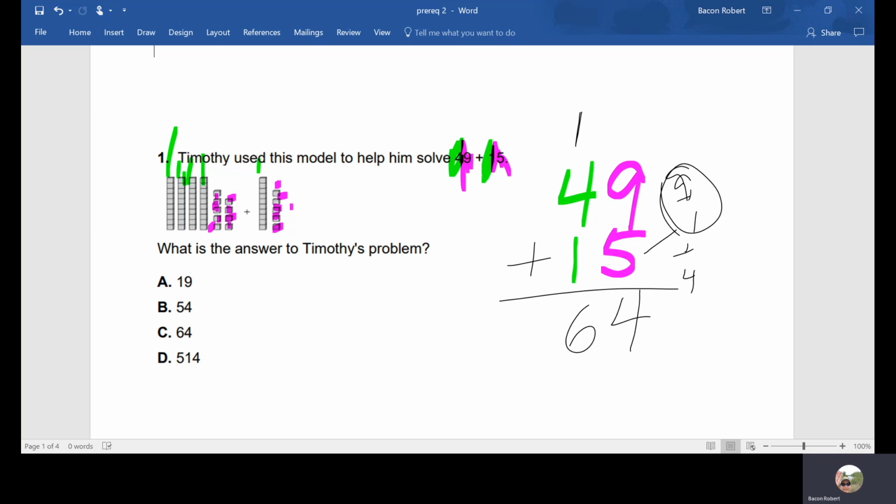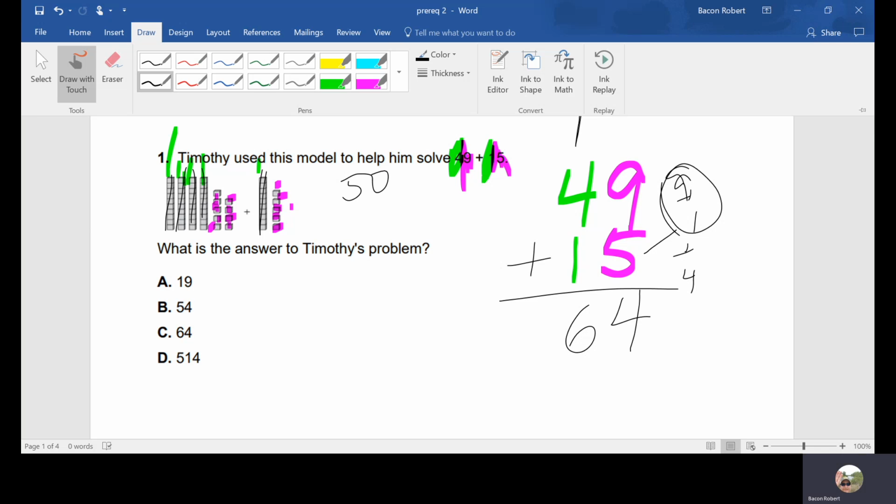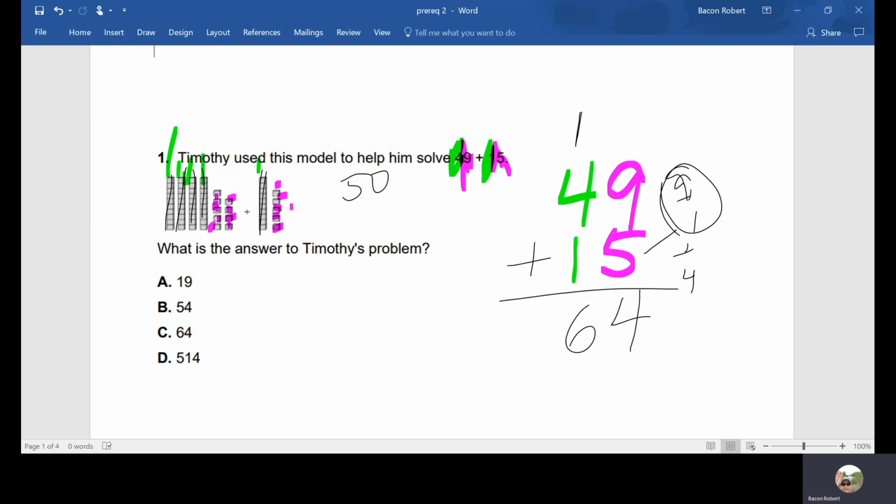And then if you wanted to double check, you could count up. We know we had 1, 2, 3, 4, 5, 10 sticks. So that's 50. And then we had to add our singles up. And we had 9 of those. Plus 5, 9 over here. 10, 11, 12, 13, 14. So just double checking. 15, 14, that's correct. That also equals 64.